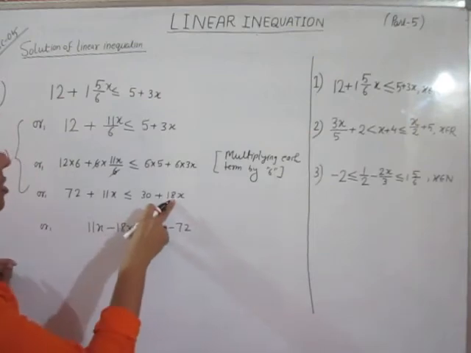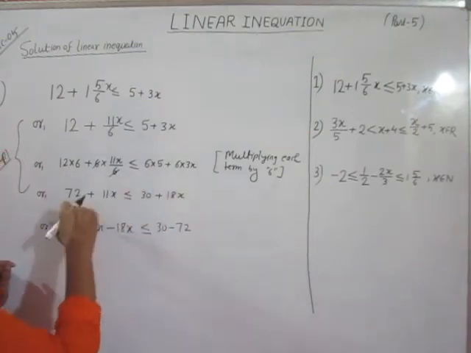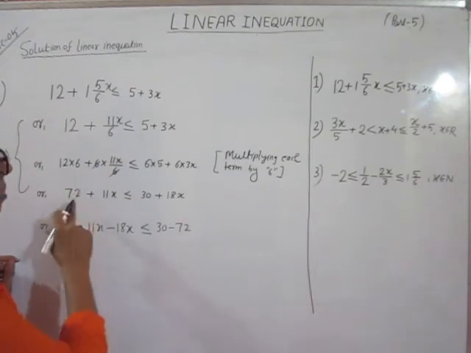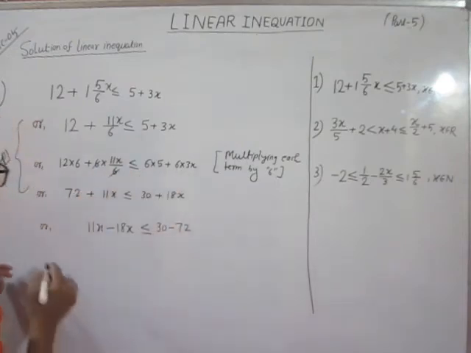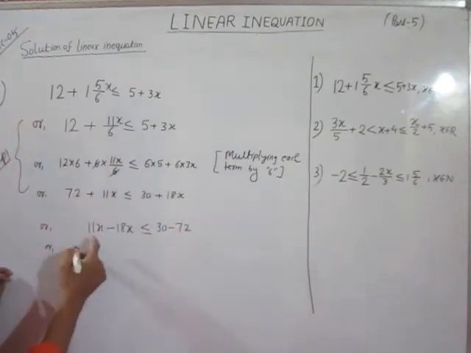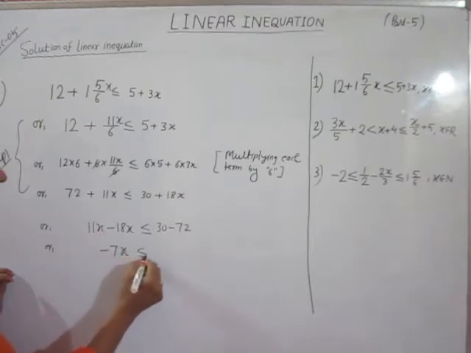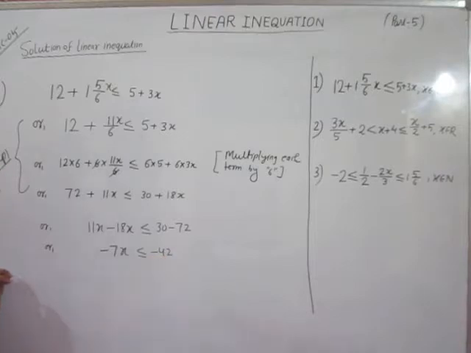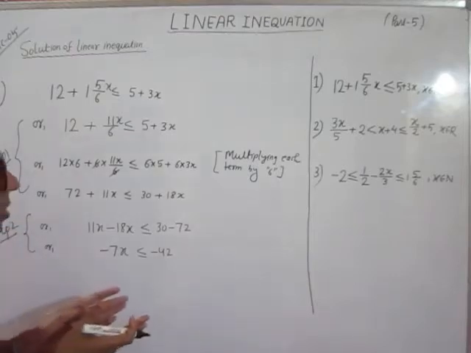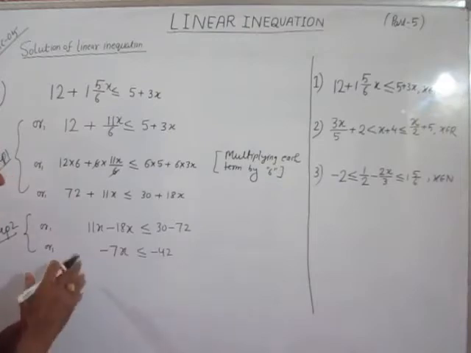Transfer the term 18x towards the left side and 72 towards the other side. Now it will be 11x minus 18x, which is minus 7x less than or equal to, and it is minus 42. So this is our second step. Step 2: shifting all the variable terms to one side and constant terms to the other side.